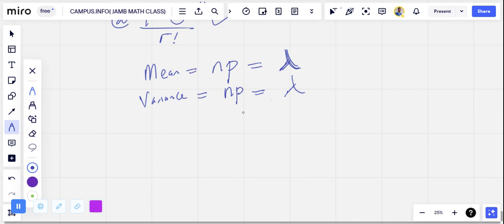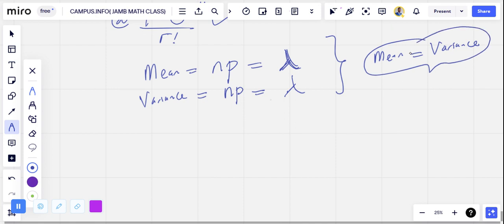Take note. It is only under Poisson distribution that we always have the mean and variance to be equal. That question, you can never escape it. One of you will surely see it. They will tell you, which of the following distributions has its mean and variance equal? Option A, binomial. B, Bernoulli. C, Poisson. And D, normal. So you are expected to pick Poisson distribution. Take notes. It's only under Poisson distribution that we have mean and variance to be equal. And then the standard deviation is only the square root of variance, which is lambda. So guys, that's how it works.